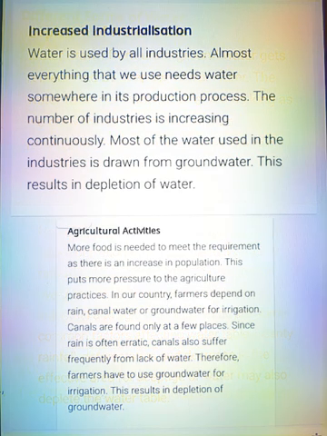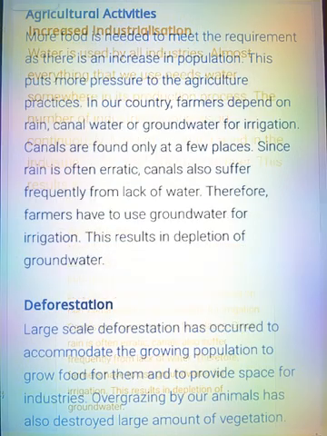Increased industrialization. Water is used by all industries. Almost everything that we use needs water somewhere in its production process. The number of industries is increasing continuously. Most of the water used in the industries is drawn from groundwater. This results in depletion of water.